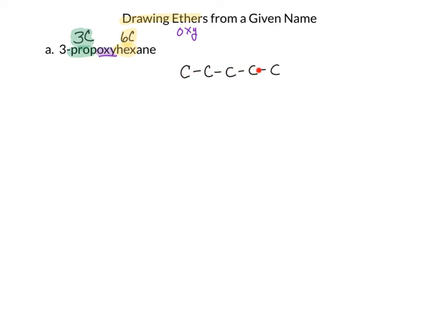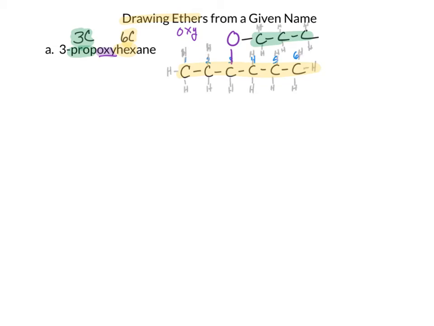We'll start there. Draw your 6-carbon chain. Then on carbon number 3, you're going to attach an oxygen, and to that you will attach 3 carbons. And that is your carbon skeleton. Now we just need to attach the hydrogens. Each carbon needs to have 4 bonds, so each carbon gets enough hydrogens to make up to 4 bonds. Each oxygen gets a total of 2 bonds, and they are already taken.